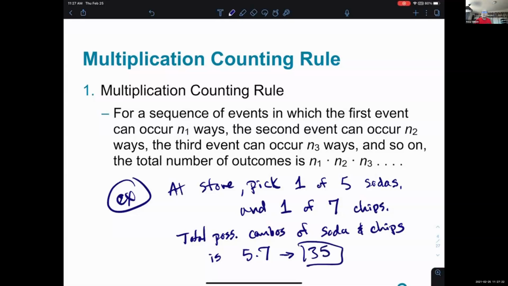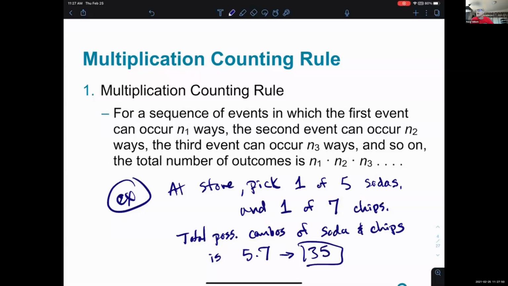Questions, comments, discussions about that? All right, so we read this multiplication counting rule, gave a description. I gave a simple example, but we want to turn this description and this show of an example into working knowledge.